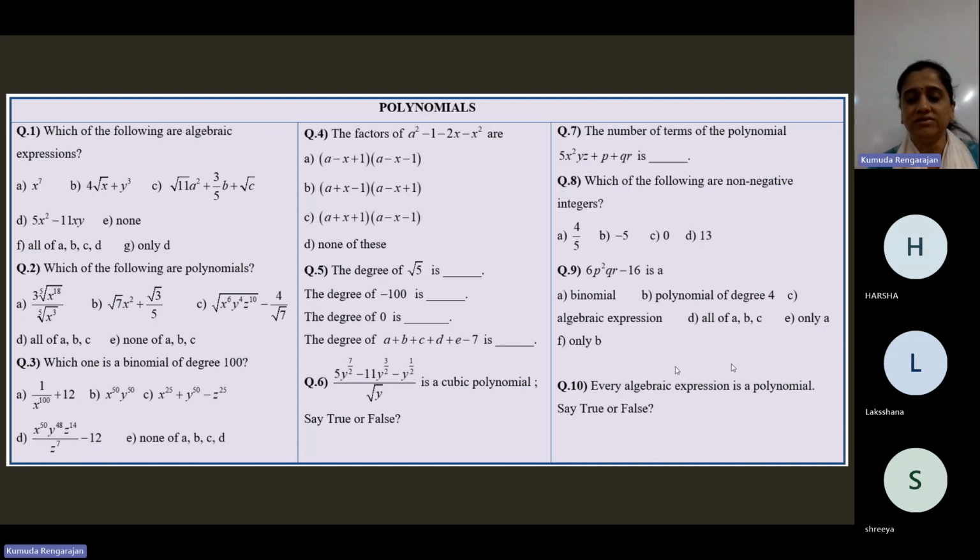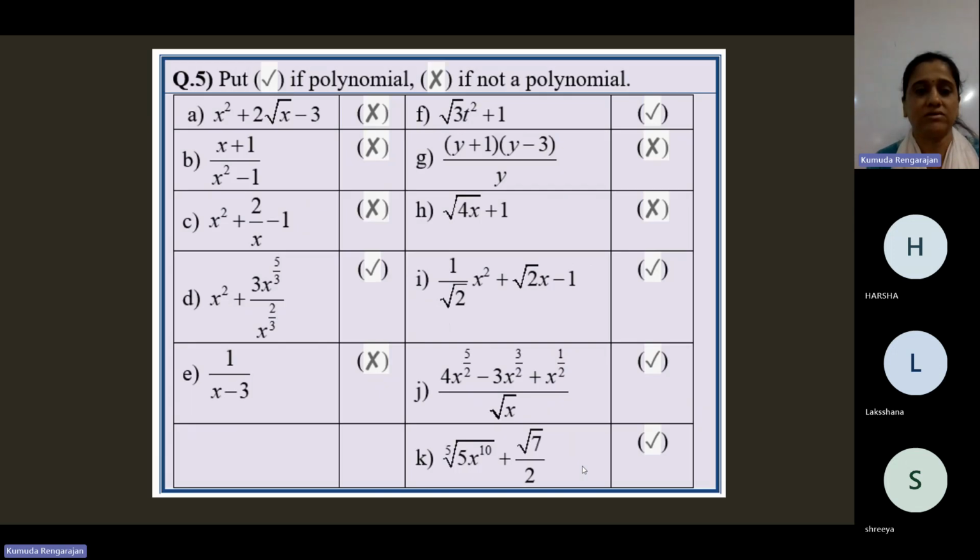I'll be sharing this with you. You don't work on this at home. Just go through the questions and come prepared for the class, because we'll be doing this in the class. You can just have a look at the questions and prepare mentally as to how to answer. Don't write the question also. This slide will be shared with you on WhatsApp. Just have a look at the questions and leave it. We'll do it in the next class.